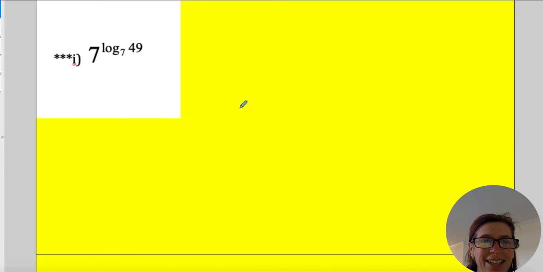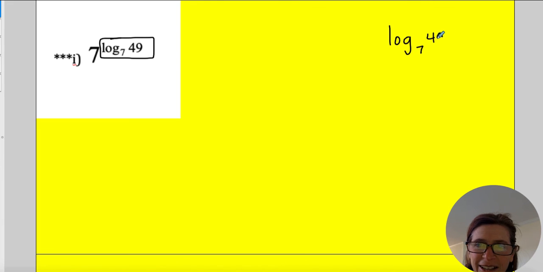All right, you try. 7 raised to log base 7 of 49. Now, I want to go back to order of operations. Order of operations says that we always do exponents, grouping symbols, exponents first. So this is my exponent. Well, what's log base 7 of 49? 7 to what power gives you 49? Well, 2. So this is just 7 to the 2, which is 49.